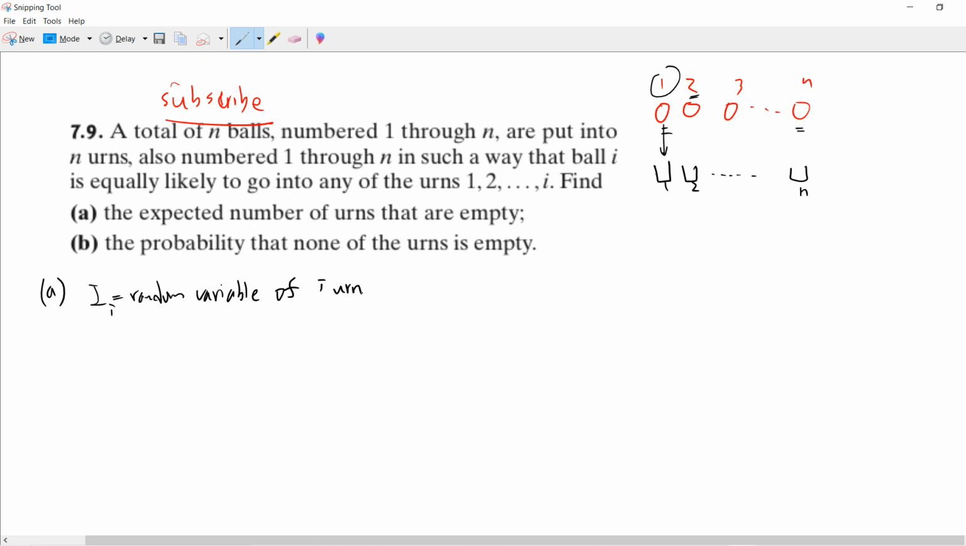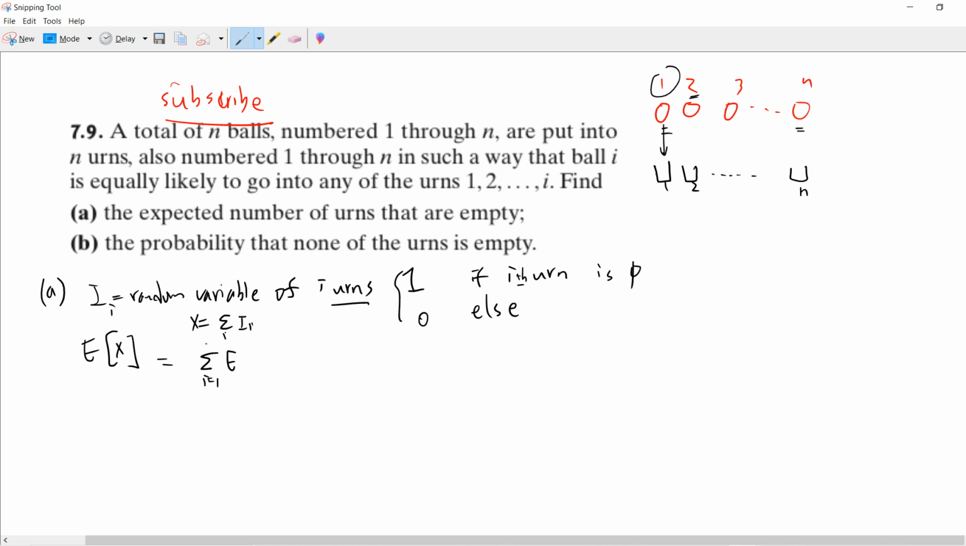Let's say I_i is a random variable of the i-th urn, such that if the i-th urn is empty, then I_i equals 1, else I define it as 0. So what we want to compute is the expectation value of X, where X is defined to be the sum of the I_i. So the expected number of empty urns is the sum from i equals 1 to n of E[I_i], and this can be written as the sum from i equals 1 to n of p_i, where p_i means the probability that the i-th urn is empty.